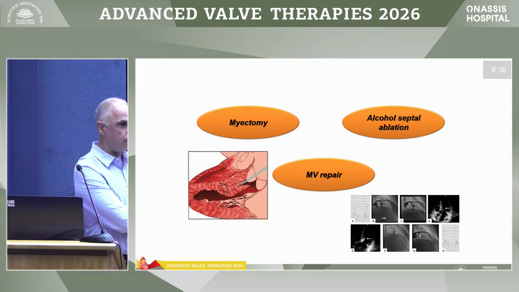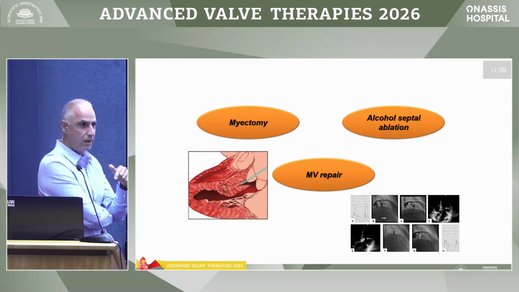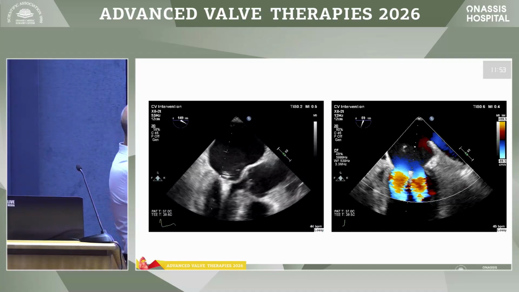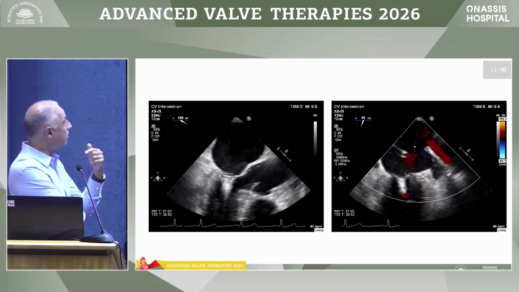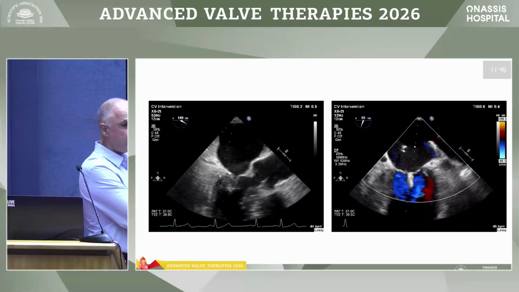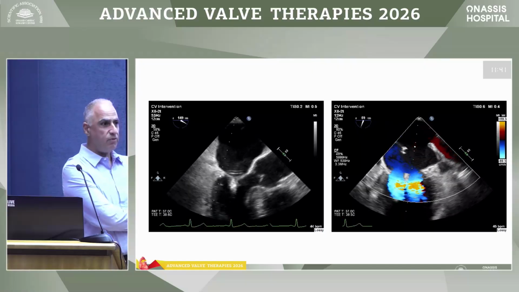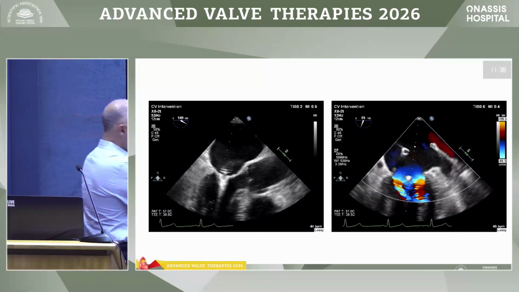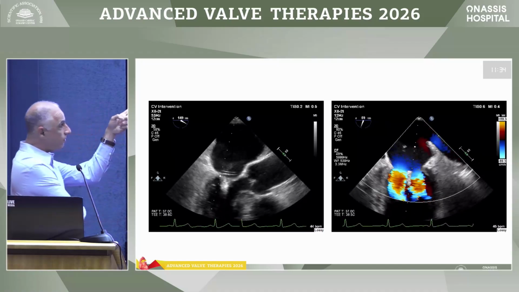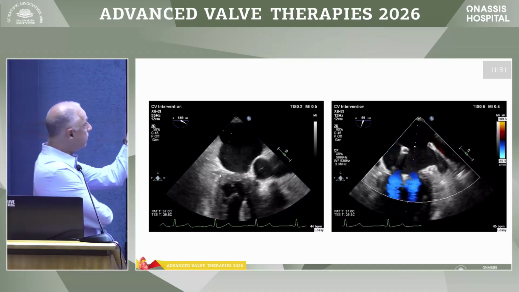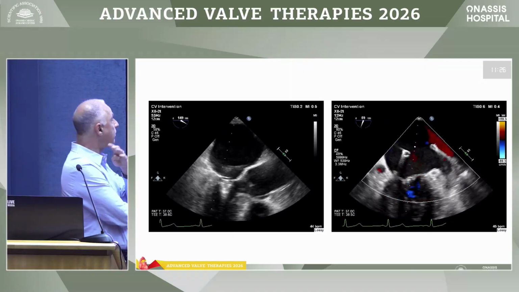And by eliminating the SAM, you can get two benefits. You can improve the MR, and you can also alleviate the LVOT obstruction. And this is one XTW clip in the middle of the valve. A very easy procedure. You have long leaflets. You aim for the SAM area. And with one clip, you can see here also that the flow in the pulmonary vein became systolic dominant. There is no MR because all the MR was SAM-related MR.